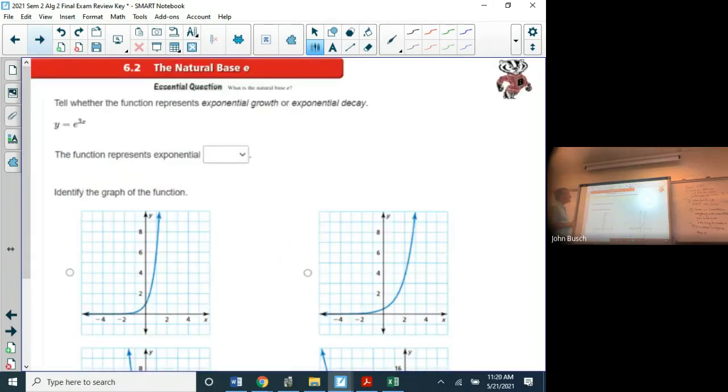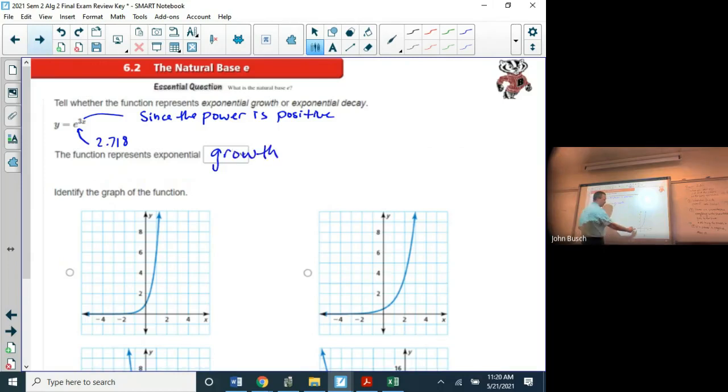Okay, now we have to decide if it's growth or decay. And in the last section, you looked at the base. And this base is 2.718, which is bigger than 1, but it's always 2.718 because we're working with the exponential function. But there is a way to make it decay, and that's to make the power negative. So since the power is positive, we have growth.